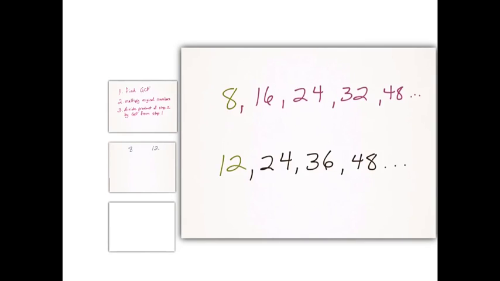Here I've listed multiples of both 8 and 12. So here we have 8, 16, 24, 32, 48, and it goes on. For 12, 12, 24, 36, 48. Now 24 and 48 are both common multiples, but we're looking for the least common multiple. So for this example, 24 is going to be our least common multiple.